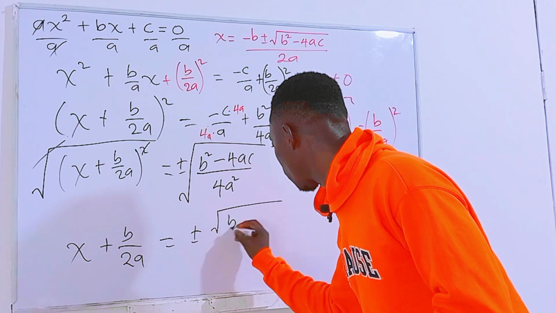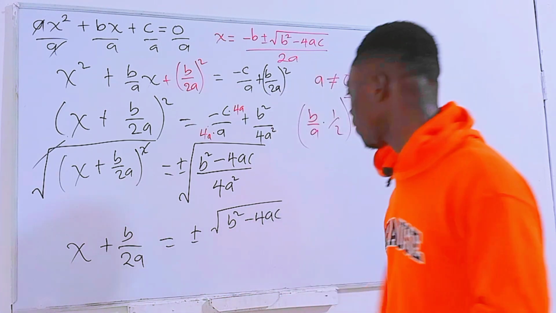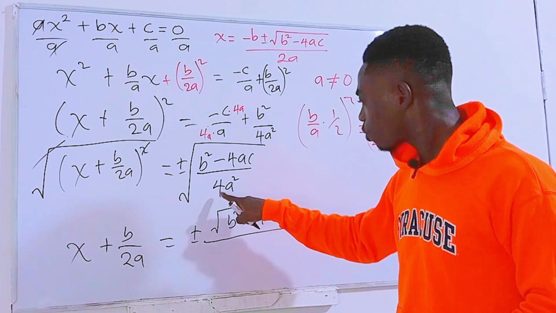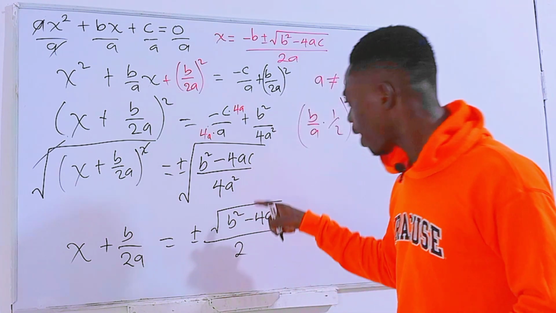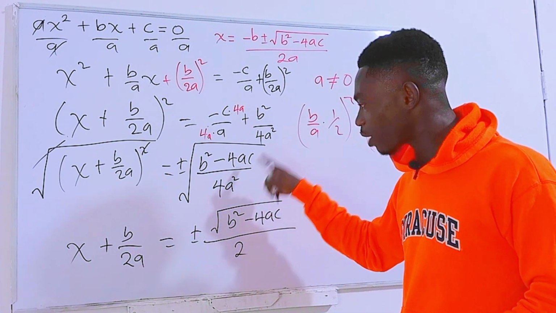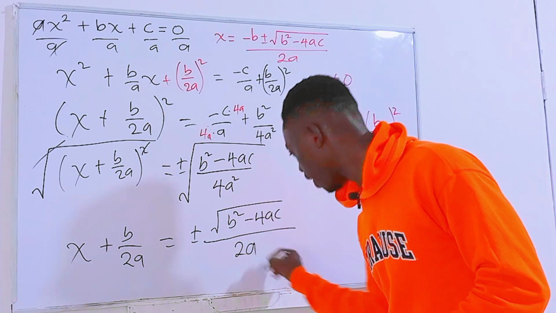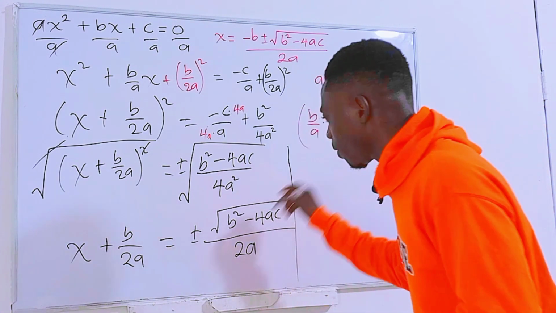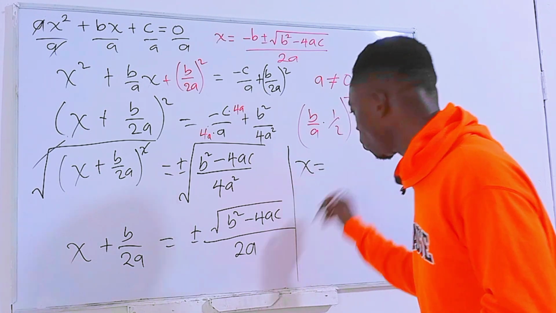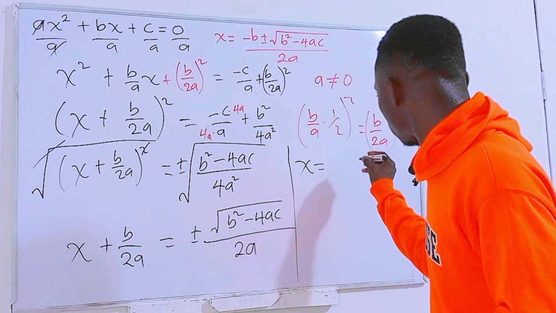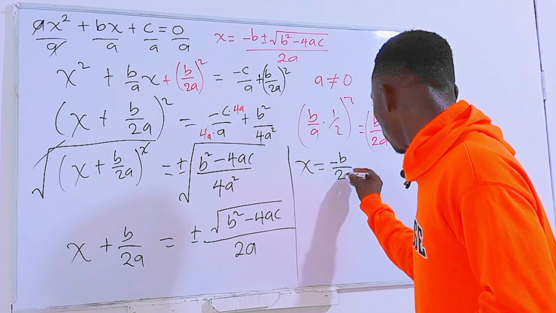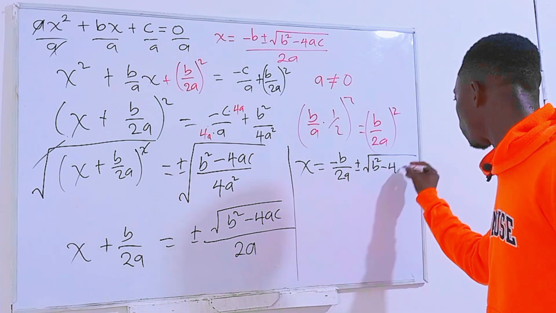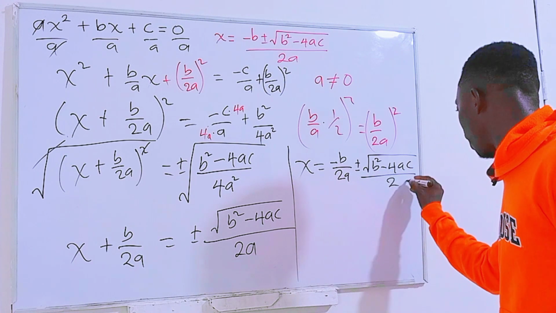square root of b squared minus 4ac divided by square root of 4a squared. Remember, square root of 4 is 2, and square root of a squared, the square will cancel out the square root and we'll be left with a right here. It seems like I'm running out of space, right? So I'm going to do it here. We have x is equal to, now let's transpose this fraction here so that we get minus b over 2a plus or minus square root of b squared minus 4ac all divided by 2a.